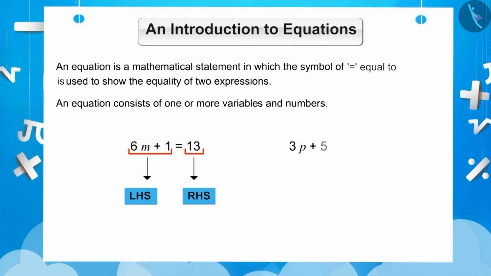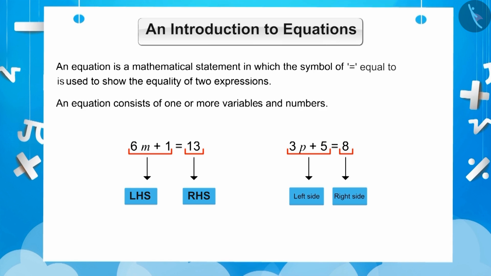Similarly, 3P plus 5 is equal to 8. This equation shows us that the sum of 3P and 5 is 8. The left side of the equation is 3P plus 5 and the right side is 8. The value of P that satisfies this equation will be called the solution of this equation.